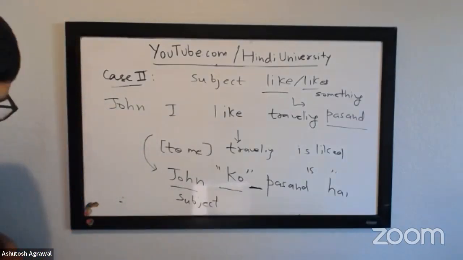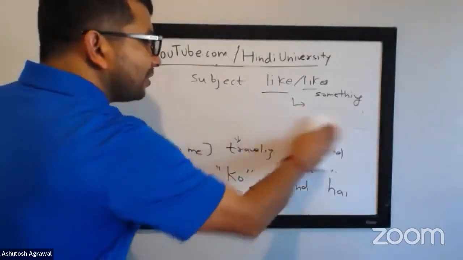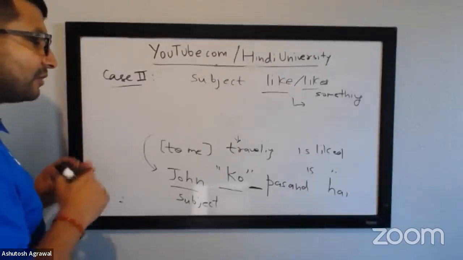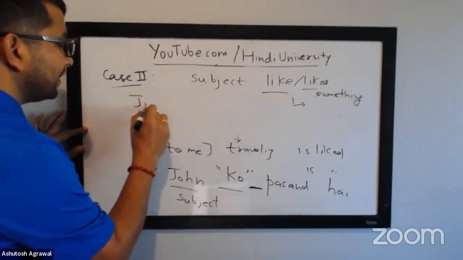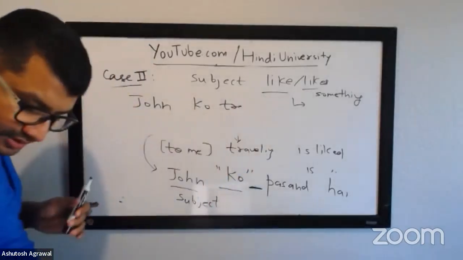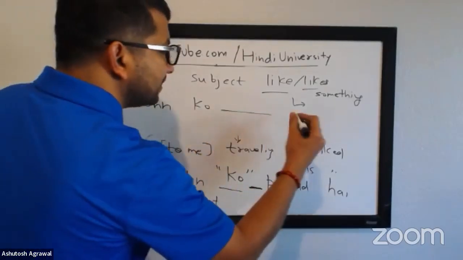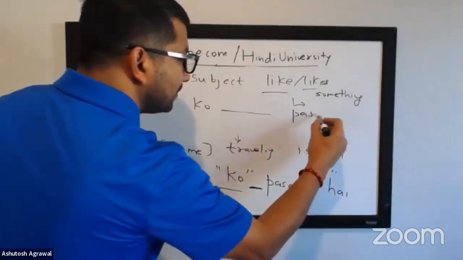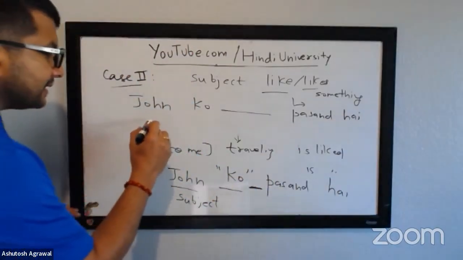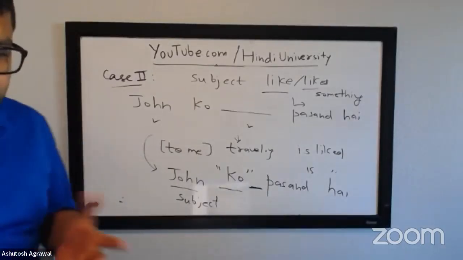I'm going to write it again so that it's clear. If John likes traveling, I'm using traveling as a noun here, not a verb, and so it becomes John को something पसंद है. Okay, you can replace the subject and you can replace this, and this is your pattern, and you can play around with it.